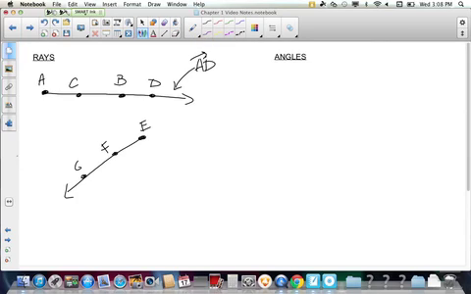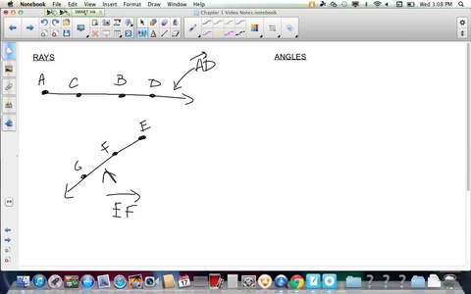If I was going to name this ray, this is going to be ray EF. Put the little ray symbol. And when we name these, we always draw the arrow to the right. It's not that big of a deal which way you put it, but we usually put it to the right. All right, so those are rays.